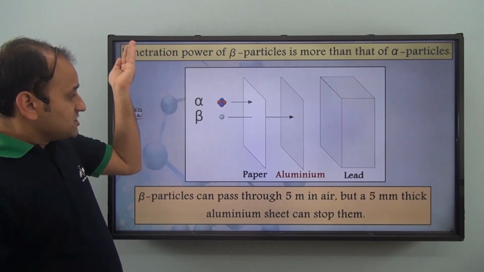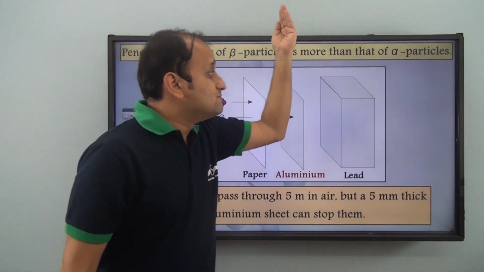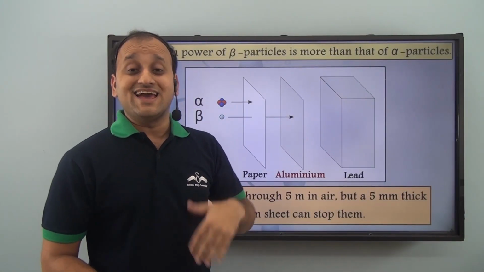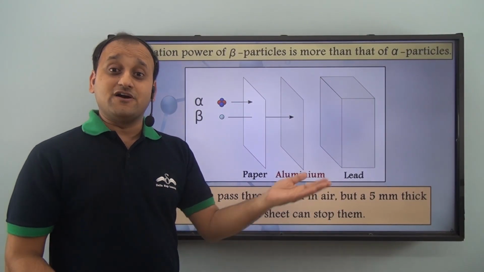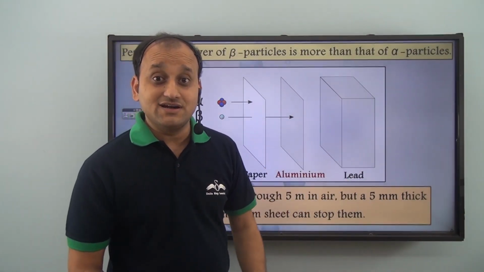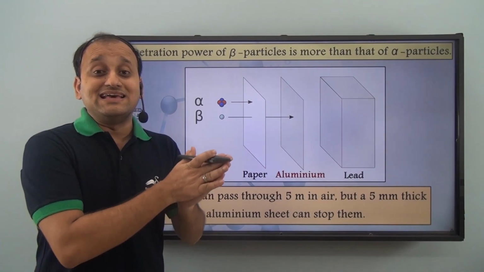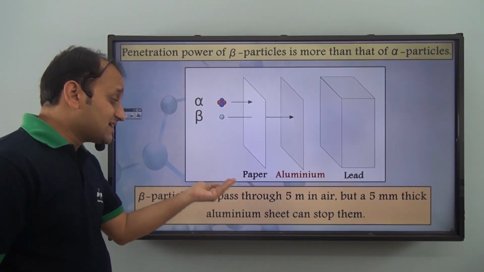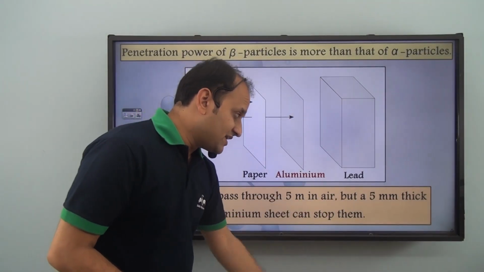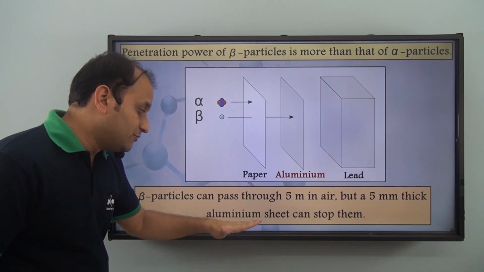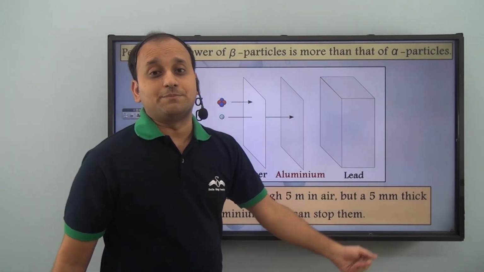Now penetration power of beta particles is more than alpha particles. As they are very fast and less interactive compared to alpha particles, they have more energy. As a result, their penetration power is greater than alpha particles. So beta particles can pass through 5 meters in air, but a 5 millimeter thick aluminum sheet can stop them.